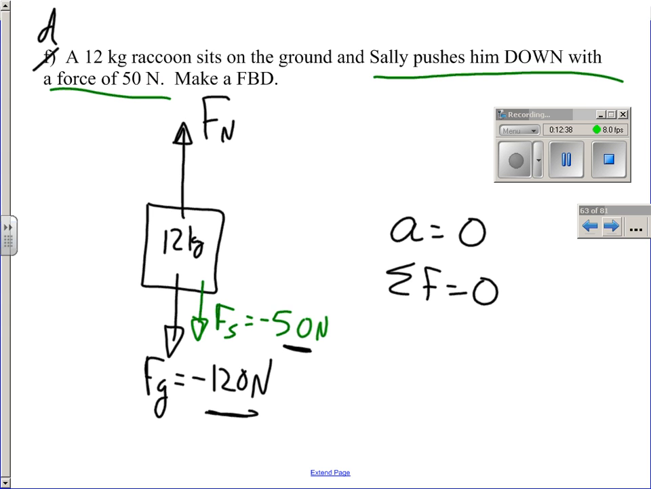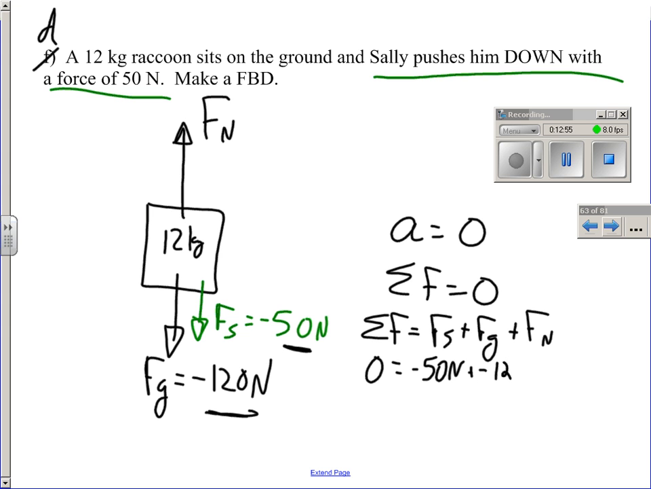For some of you, though, you might want an equation to do it. So here's the equation. Your net force is the force of Sally plus the force of gravity plus the normal force, the force of the ground. And put in your numbers. 0 equals your force of Sally, which is negative 50. Your force of gravity is negative 120, plus your normal force, and solve it. So you get 0 equals negative 50. No, sorry. Negative 170 plus your normal force. Add the 170, and your normal force comes out to be 170 newtons.